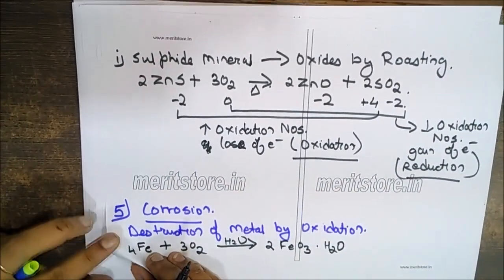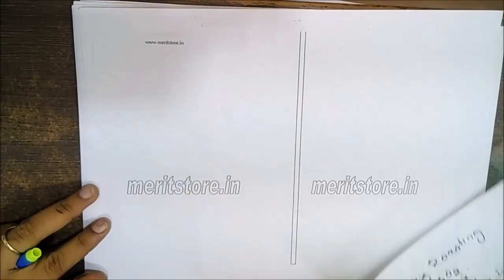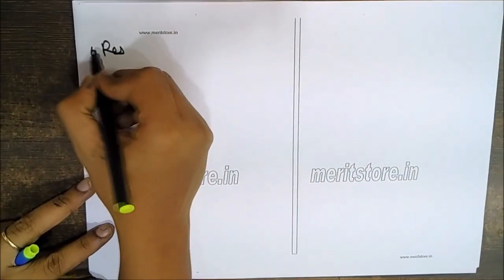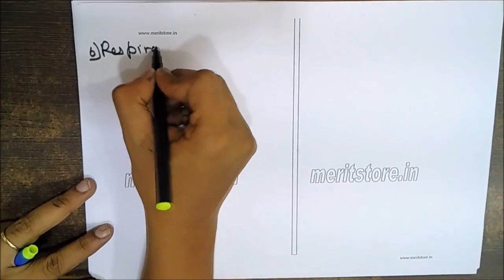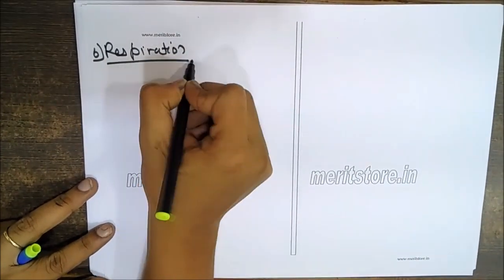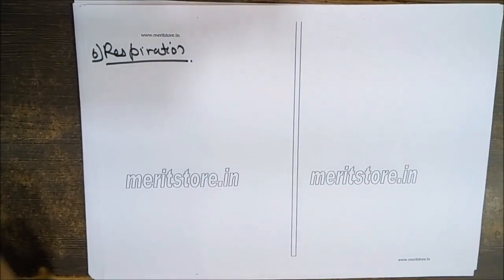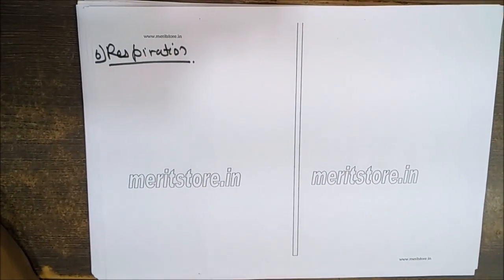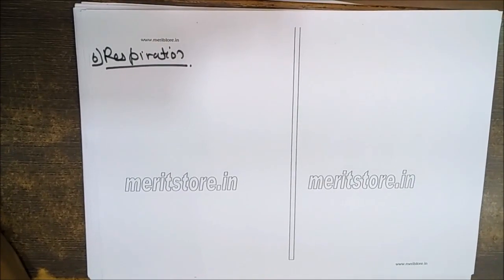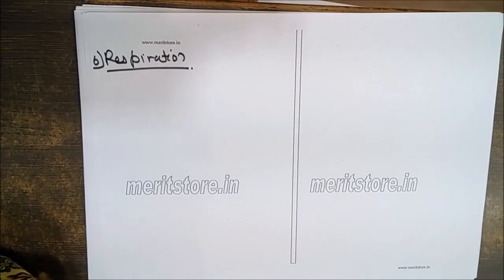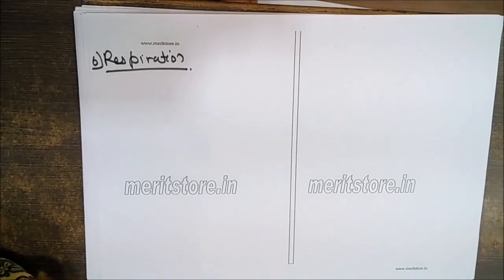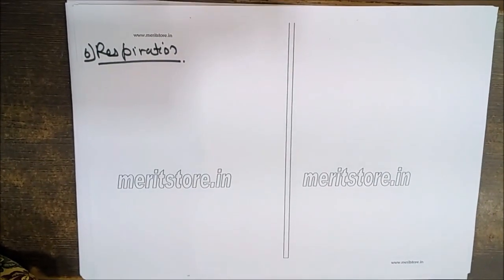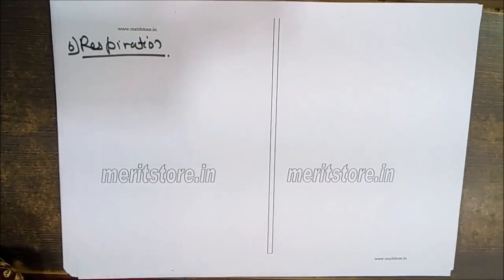So five applications we've already studied, and the last application is respiration. Respiration is happening at cellular levels in all of our living organisms, during the process of breathing. During the process of breathing, energy is generated, and this energy is used by all cells for carrying out their respective functions.